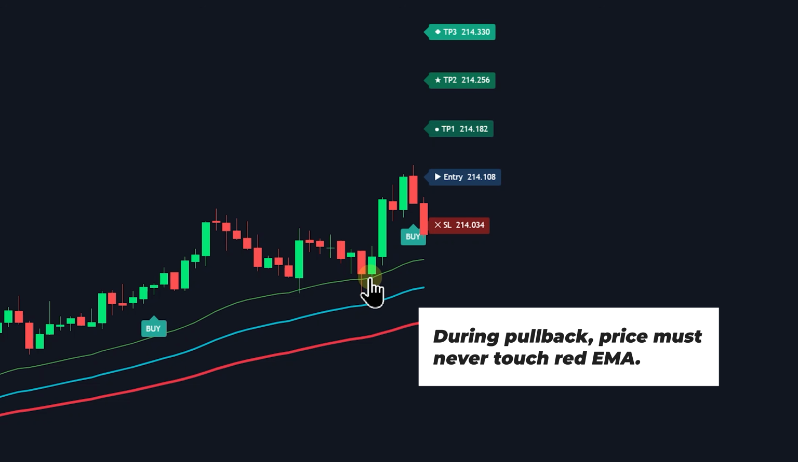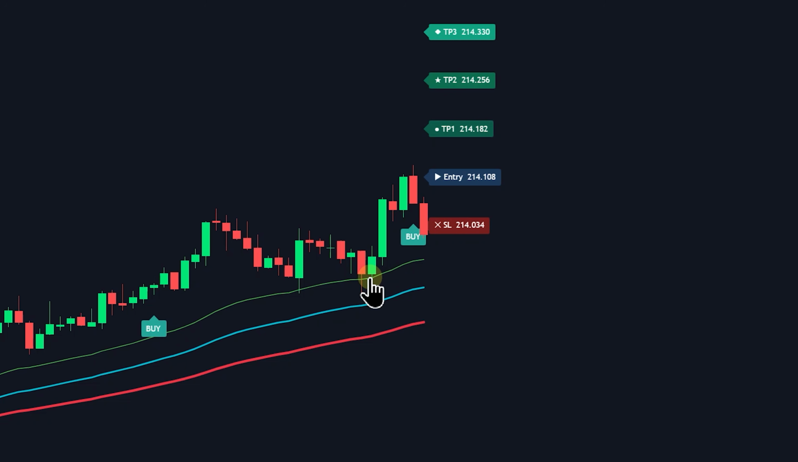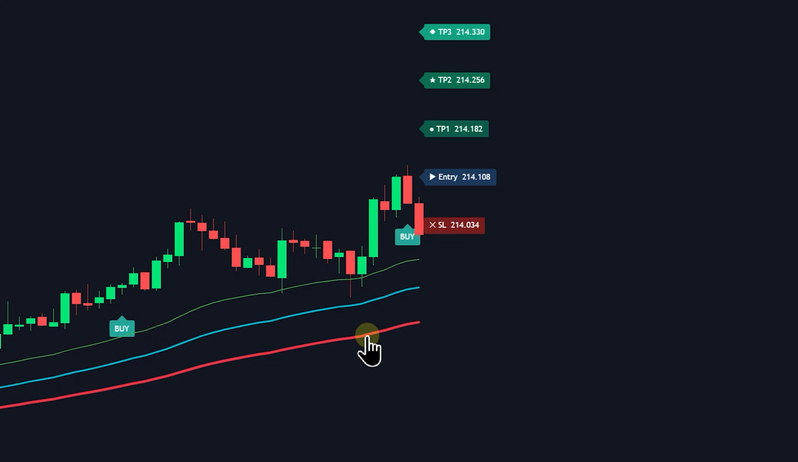During the entire pullback, price must never touch the red EMA, not even with a wick. If price touches the red EMA at any point during the pullback, the setup immediately becomes invalid because the retracement is now too deep, suggesting the bullish trend may be weakening. In this example, you can see that the price pulls back into the green EMA before finding support and bouncing higher. Since it never reaches the red EMA, this is exactly the type of pullback we're looking for.